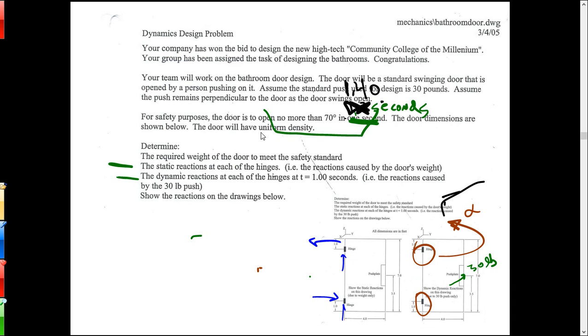Now, for safety purposes, we want the door to open no more than 70 degrees. And I'm going to change the 1 second in your handout. I'm going to make that 1.4 seconds. You want to figure out what's the required weight of the door so that it doesn't open more than 70 degrees in 1.4 seconds. And also, for that weight, what are the static reactions at each of the hinges and the dynamic reactions at each of the hinges? So this will be 1.4. Okay.